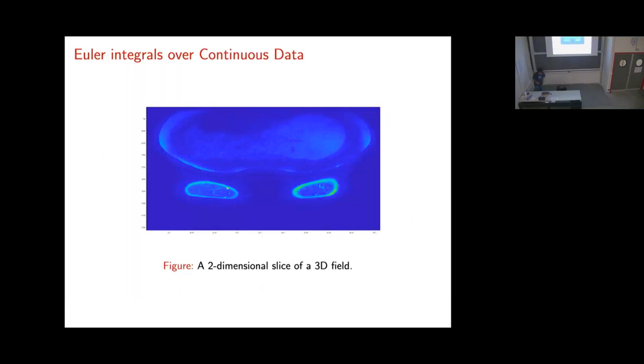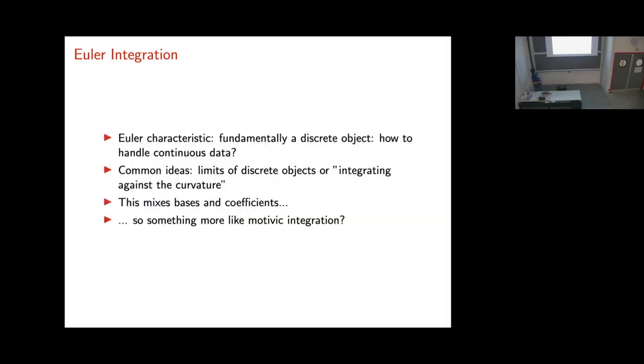So you can also do this for fields. Everything so far I've told you is about shapes, right? What happens if you have soft tissue, where it's not either there or not? It has some value, right? So can you do this for fields? It turns out the short answer is yes.